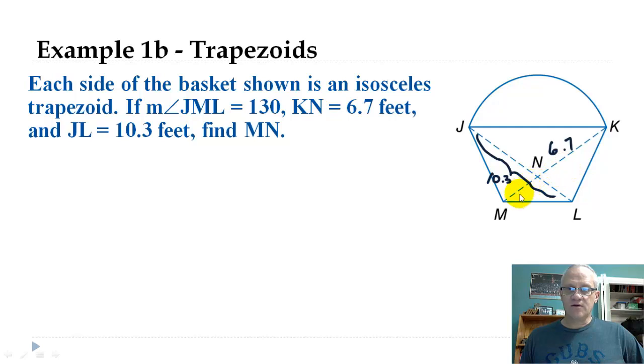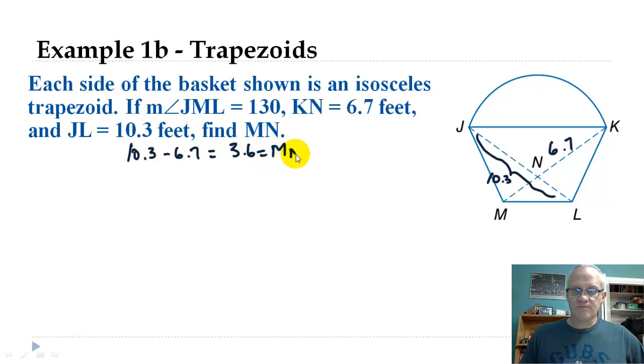And then to find MN, all we have to do is take that total of 10.3 and subtract out the 6.7. So all we have to do is 10.3 minus 6.7. And then what's left there will give us MN. Okay? And so that would give me 3.6 is MN. All right.